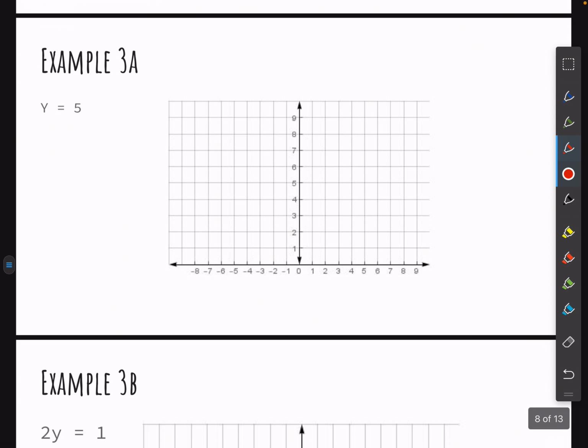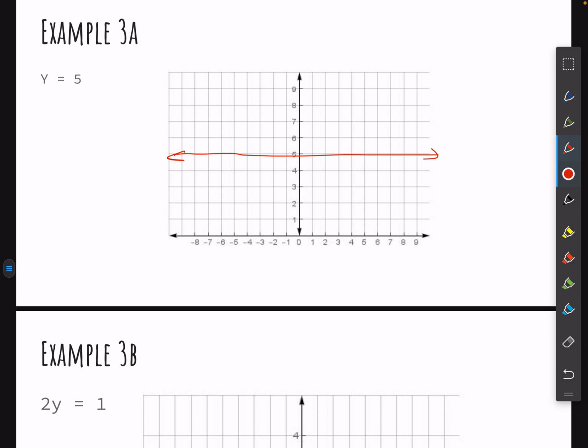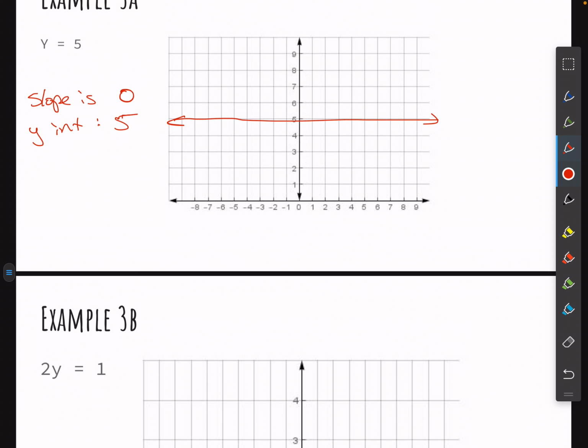Example 3, we have a y equals here. So remember that whenever we have a y equals, it just means that the y value stays the same throughout. So for this case, that y value is at 5. So we're going to have a horizontal line. For 3, and then if we're going to state the slope and the intercept here, the slope is simply 0, and the y-intercept is 5. Okay, in case they ask you to list those.